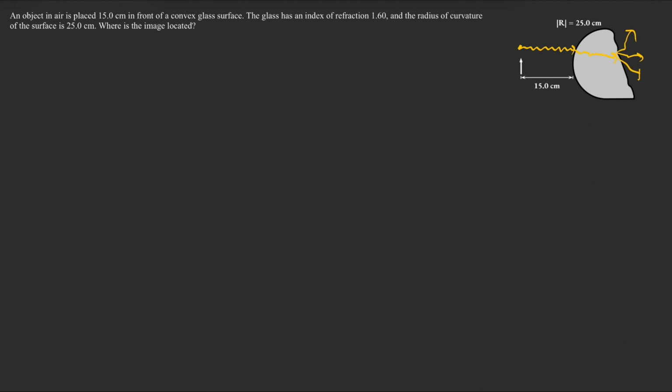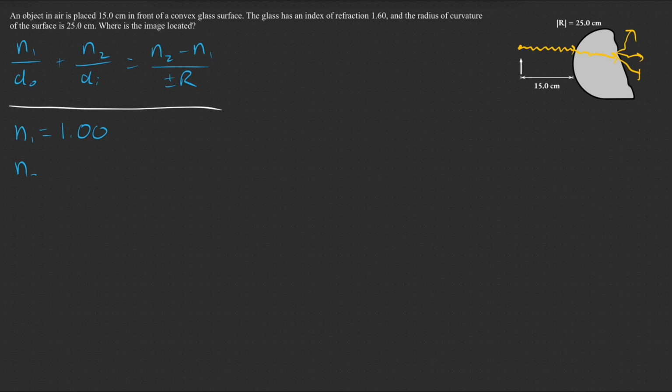So what we're going to do is write our equation down. We're going to go N1 over dO plus N2 over di, that's equal to N2 minus N1 over plus or minus R. As per usual, we're going to write down our variables and what we have. So we know N1 is the index of refraction where the object starts. The object starts in air, so this is going to be 1. N2 is where the light ends.